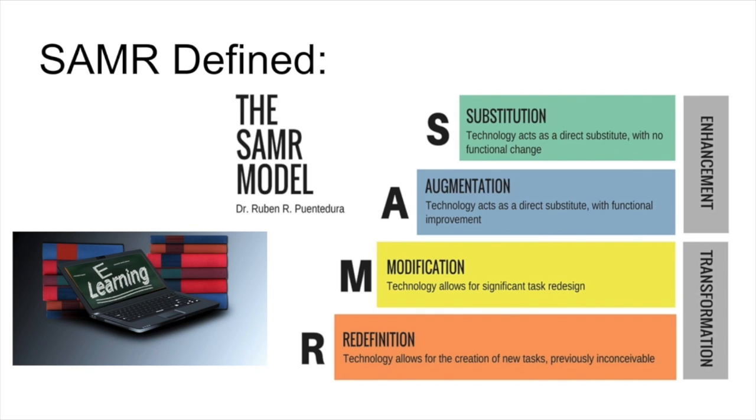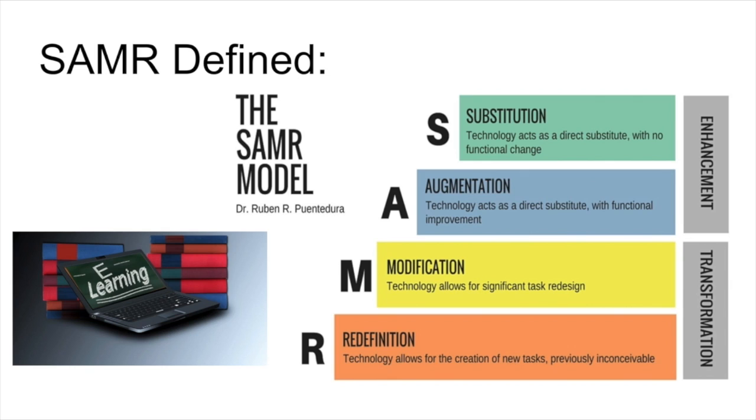So, obviously, substitution is just what it sounds. Technology acts as a direct substitute, no functional change. So, that doesn't sound very deep. It sounds very surface level. Then we have augmentation. Technology acts as a direct substitute with functional improvement. So, something about the technology makes the assignment more technologically engaging. These both enhance an assignment that you might have done in person or on paper.